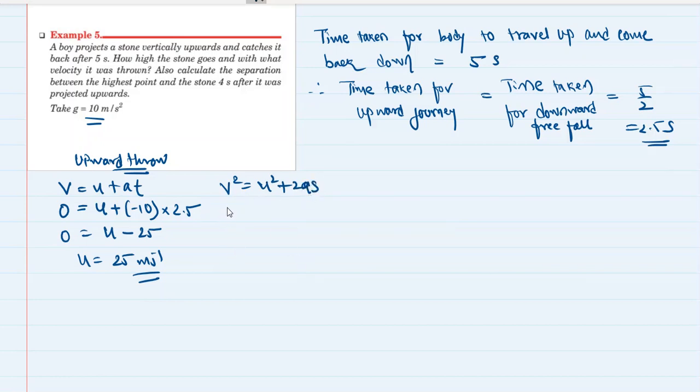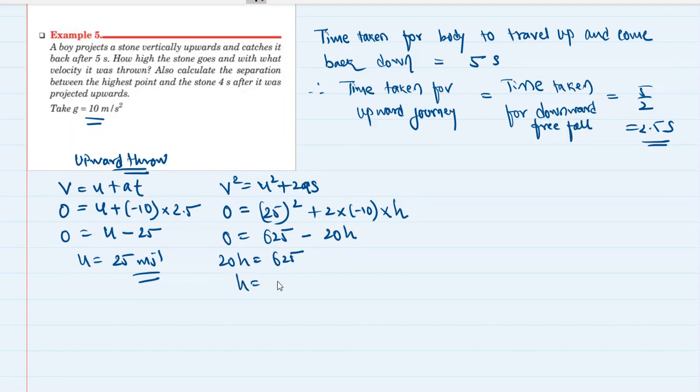Okay, so v square is 0, u square is 25 square plus 2 multiplied by minus 10 multiplied by s, which is h. We don't know how high it goes, right? So 0 is equal to 625 minus 20h. So 20h is equal to 625 and h is equal to 625 by 20.